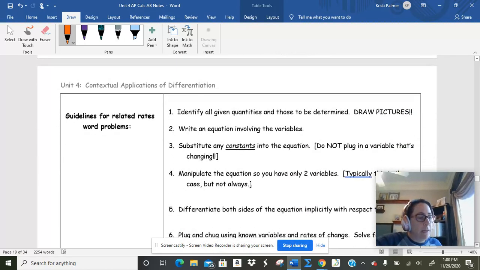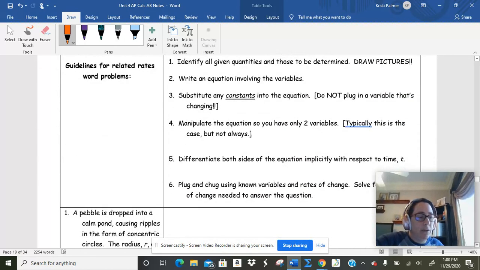Okay, so this is the last page we're going to do for day 4. We're going to put it all together with some basic ones, and then we'll do some tougher ones. So these are just my guidelines, okay?